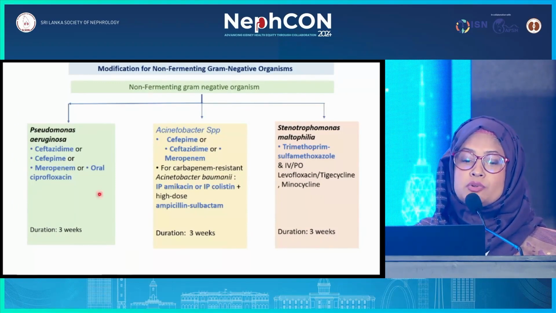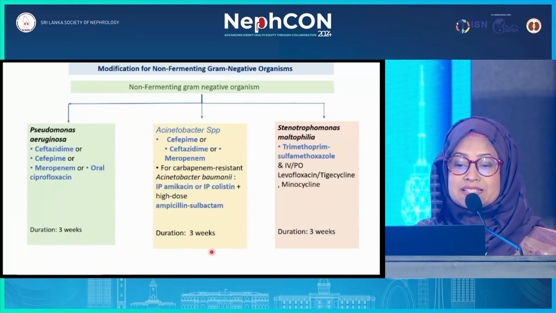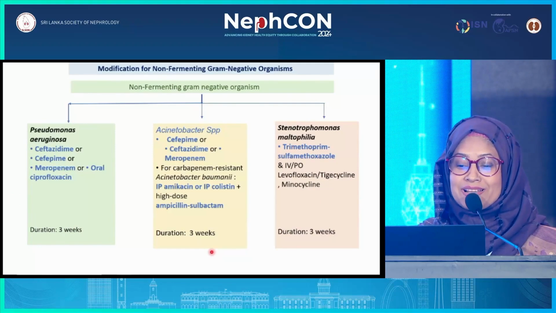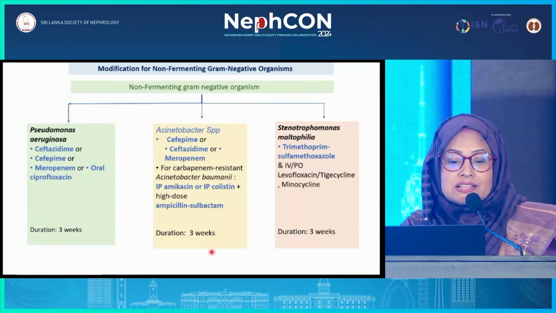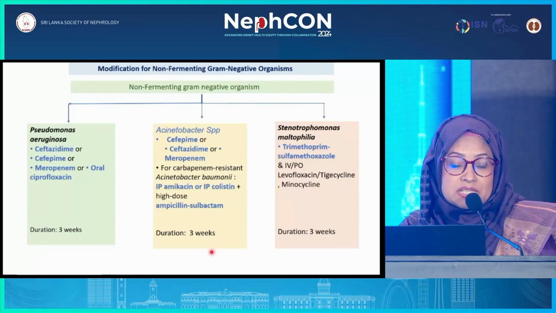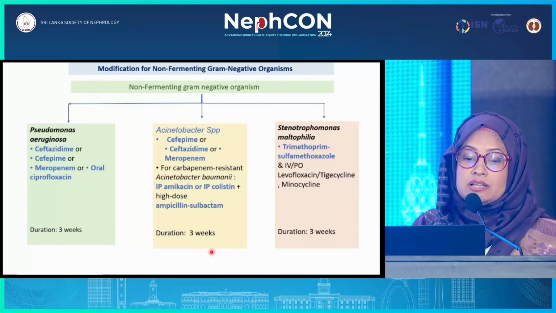So in case of Pseudomonas, the duration will be 3 weeks, Acinetobacter 3 weeks, and Stenotrophomonas maltophilia, it's 3 weeks. It's also like a tongue twister. So for Pseudomonas aeruginosa, we should start IP ceftazidime or cefepime, and/or meropenem or oral ciprofloxacin.